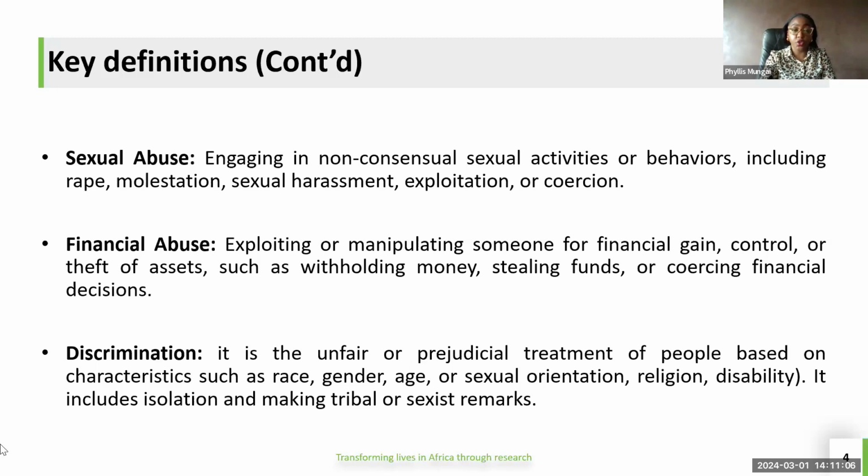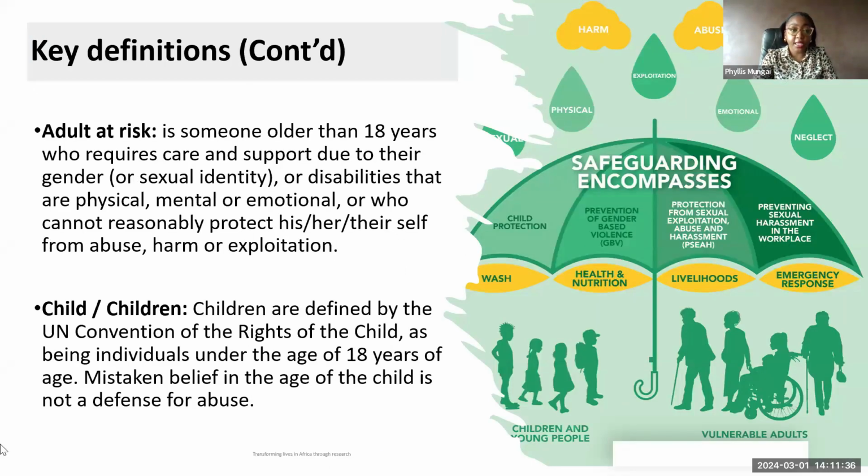We also have discrimination, and this is the unfair or prejudicial treatment of people based on characteristics such as race, gender, age, or sexual orientation. We also have discrimination based on someone's religion, ethnic background, or disability. It includes isolation and making tribal or sexist remarks. Adult at risk. This is someone who is older than 18 years old who requires extra care and support due to either their gender or sexual identity, disabilities that are physical, mental, or emotional, or who cannot reasonably protect himself, herself, or themselves from abuse, harm, and or exploitation.